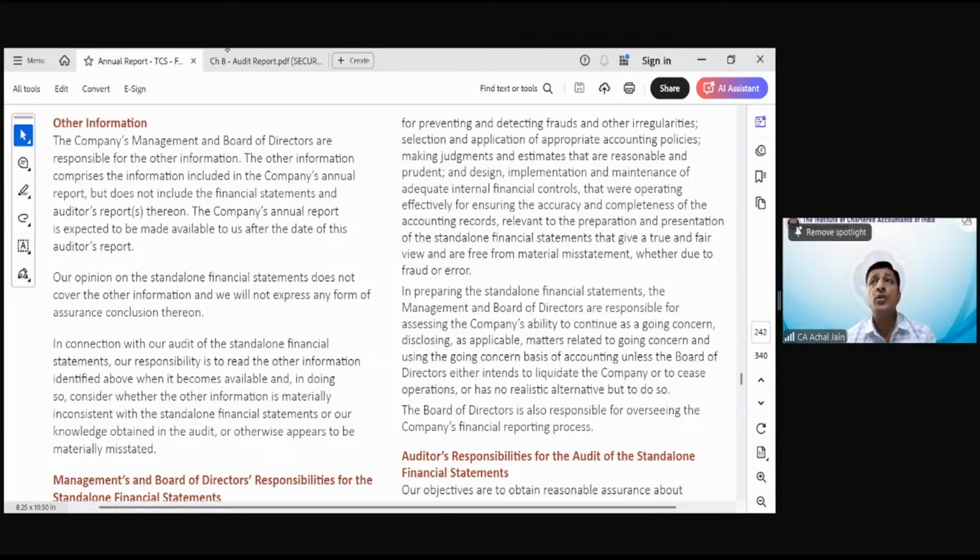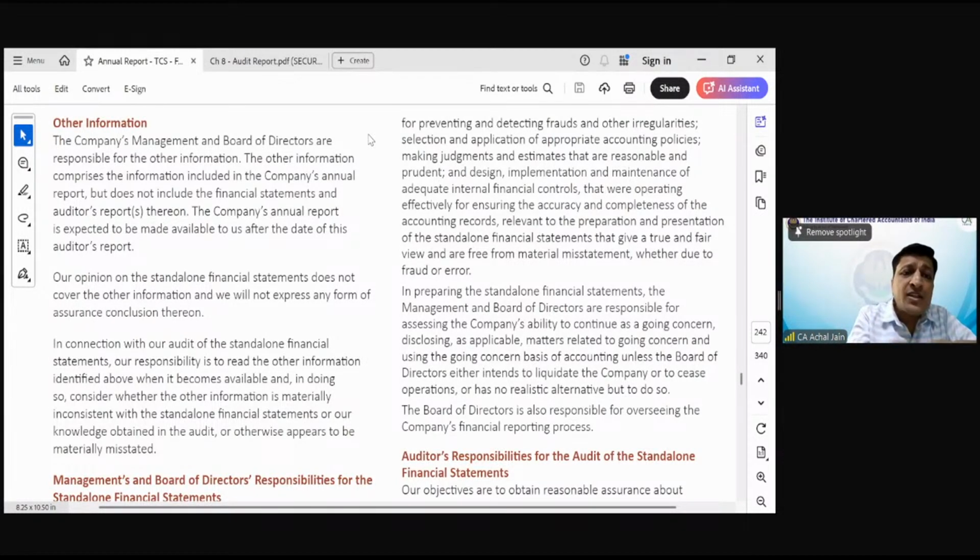Now let's try to understand what is that additional responsibility. Additional responsibility is about this other information. Whenever the financial statements are presented, and along with those financial statements, some other information is also presented. For example, in the annual report, financial statements are presented, director's report is also presented. In such a case, there is some responsibility. Let's try to understand what is that.